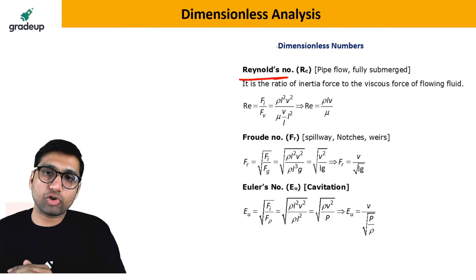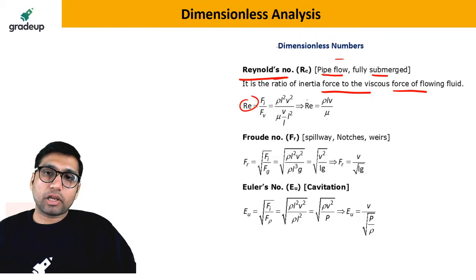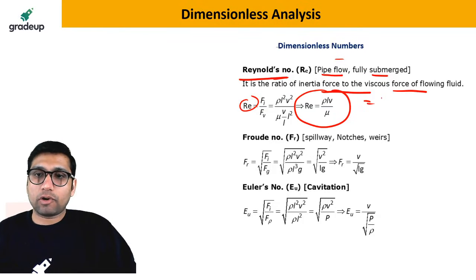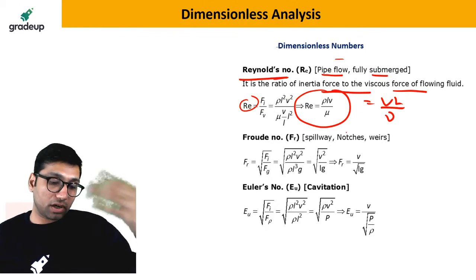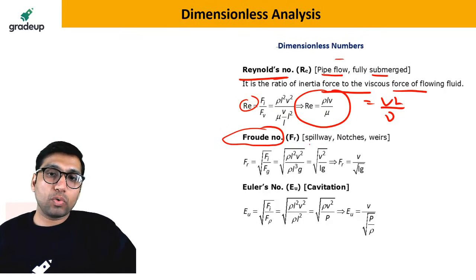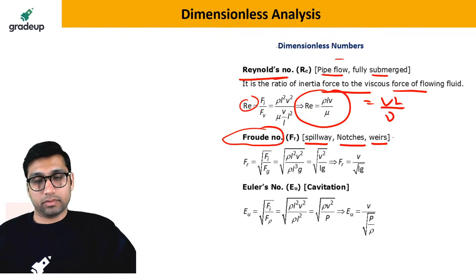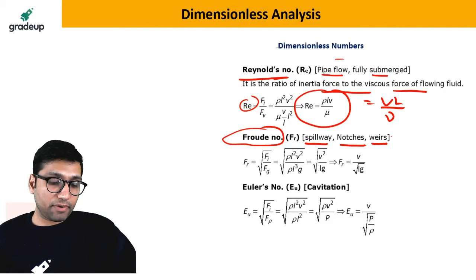Reynolds number is the ratio of inertia force to viscous force. This Reynolds number is used for the application of pipe flow and fully submerged flow. Reynolds number is equal to rho VL by mu, or VL by mu. You know about the Reynolds number, right? Froude number is used in the application of spillways, notches, weirs. These are the applications of the Froude number.